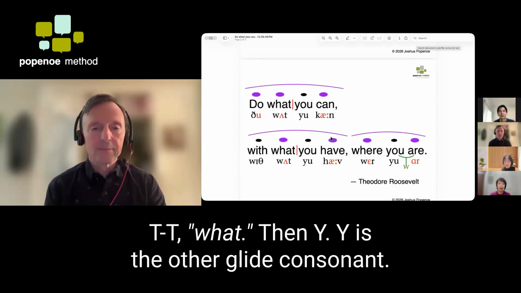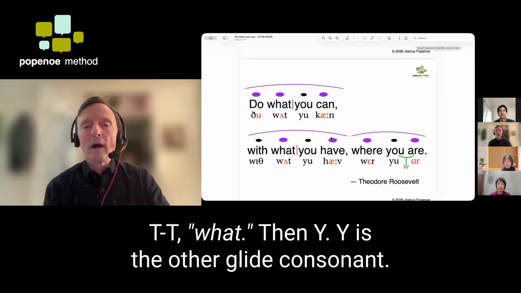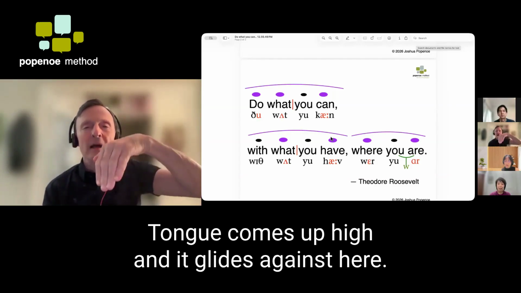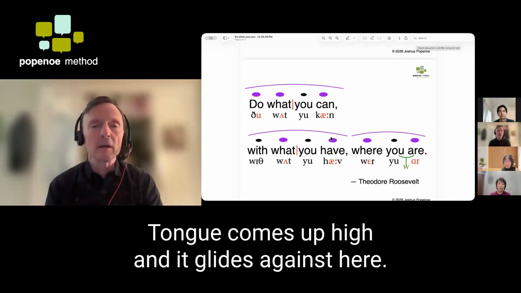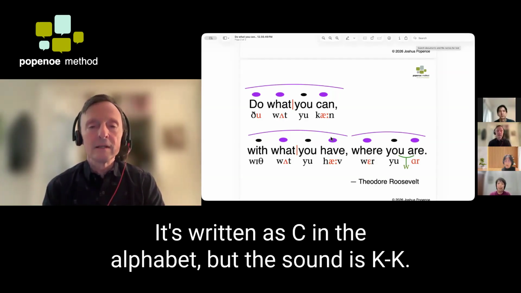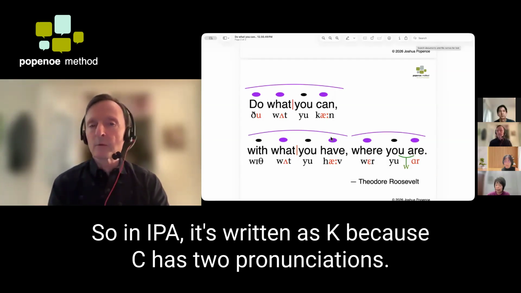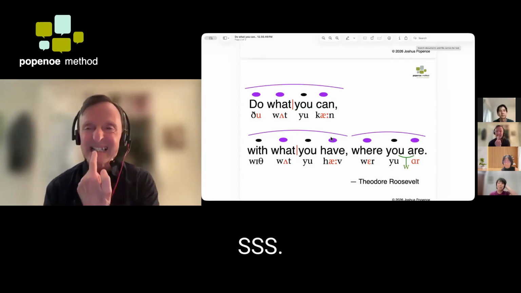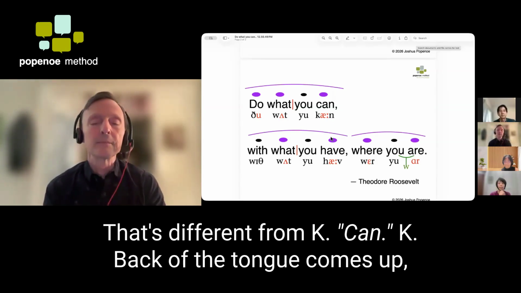What? Then Y. Y is the other glide consonant. There's only two. Tongue comes up high and it glides against here. Yeah, you. Then we have K. It's written as C in the alphabet, but the sound is k. So in IPA, it's written as K because C has two pronunciations. ABC already, right? That's different from k.